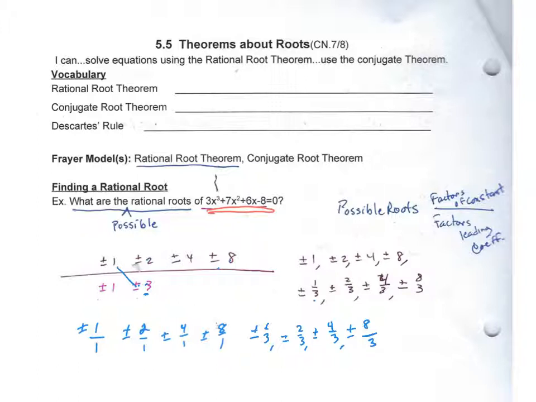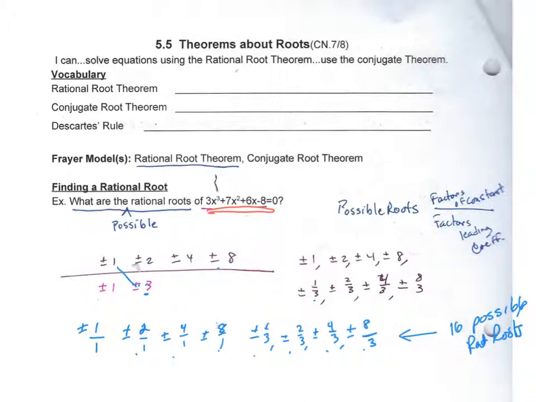We don't know which ones are the rational roots yet. We would do some form of division or factoring in order to find that out. But right now, that's how I would identify all the possible rational roots. Here, there are 8, times 2 because you have both the positive and the negative. So there are 16 possible rational roots.